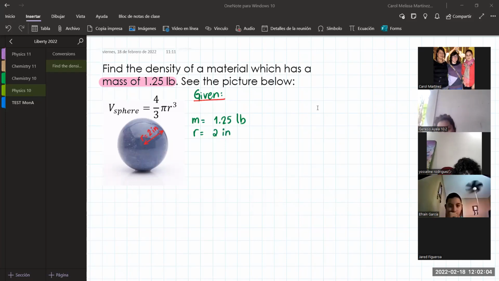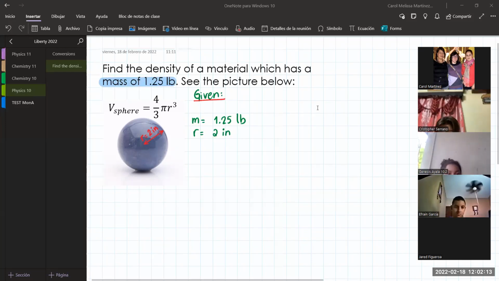Now, what is the problem asking me to find? The density. Find the density, that is the instruction, which means the unknown is density.